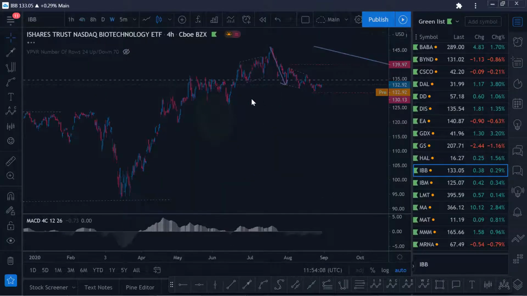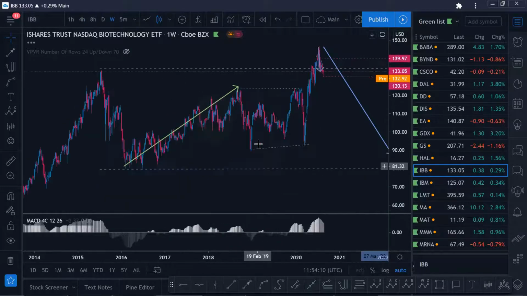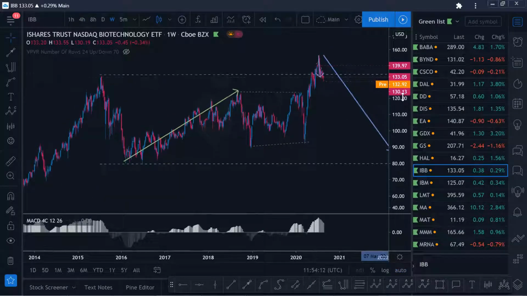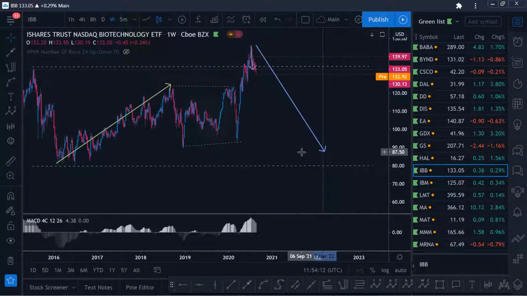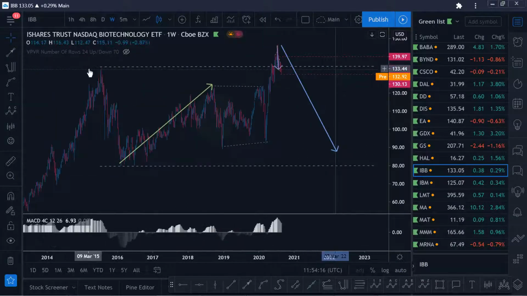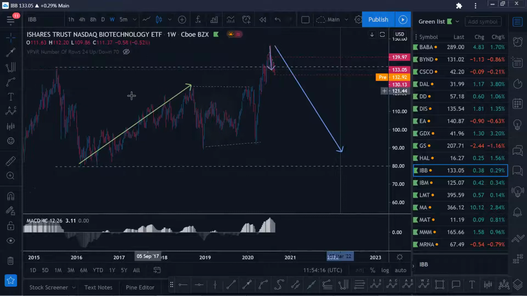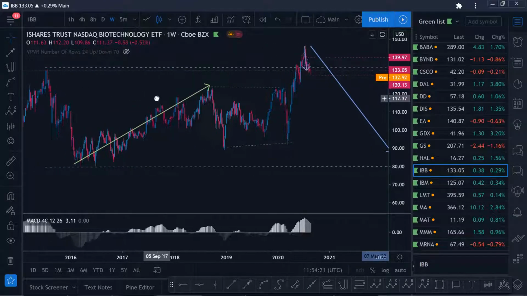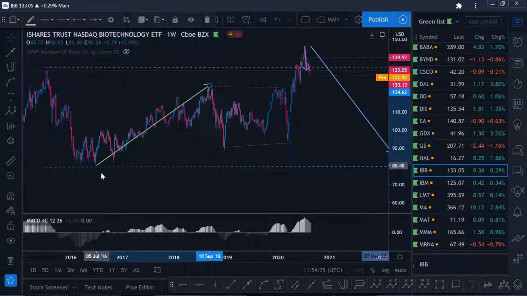Biotech, higher time frame, still really clean. We're still looking for a nice push lower down towards this 87.50 region. As you can see, it's a fairly clean structure. It's not my favorite, but it does have all the right characteristics of a good corrective structure.